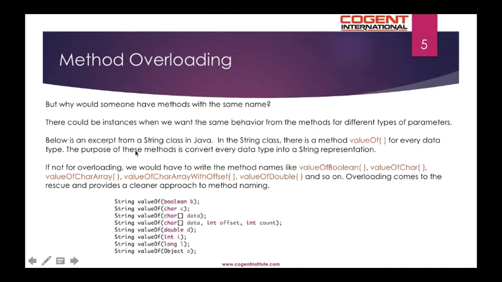But why would someone have methods with the same name? There could be instances when we want the same behavior from the methods for different types of parameters. Below is an excerpt from the String class in Java. In the String class, there is a method valueOf for every data type. The purpose of these methods is to convert every data type into a string representation. If not for overloading, we would have to write method names like valueOfBoolean, valueOfChar, valueOfCharArray, valueOfCharArrayWithOffset, valueOfDouble, and so on. Overloading comes to the rescue and provides a cleaner approach to method naming.